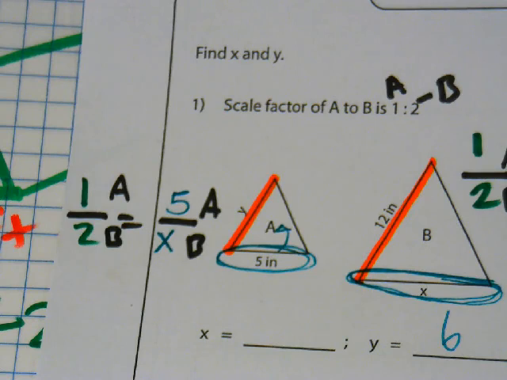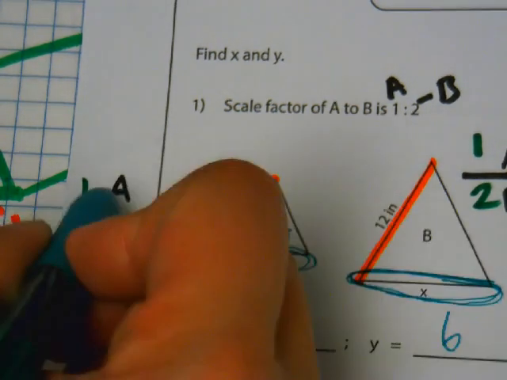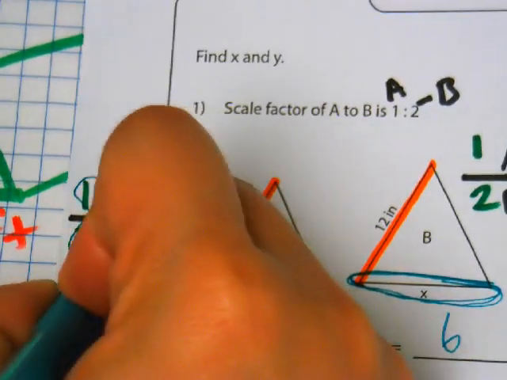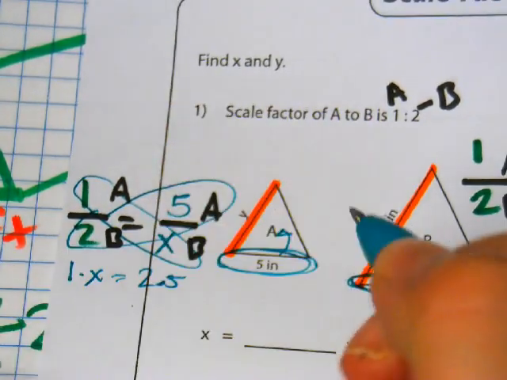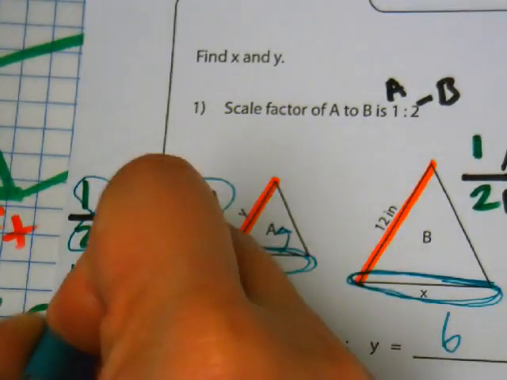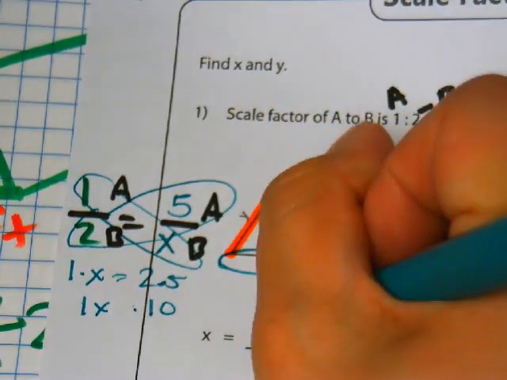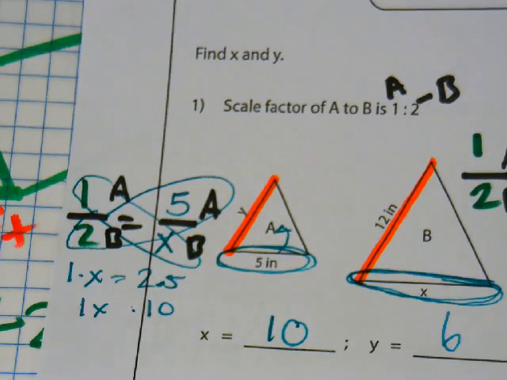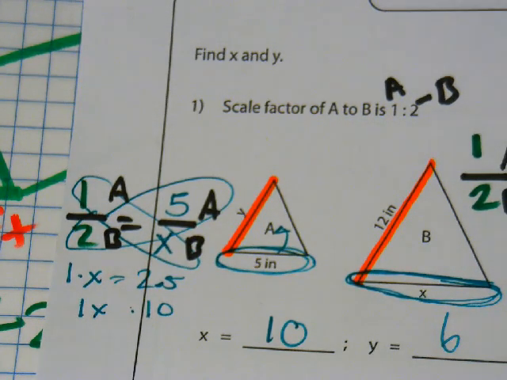Butterfly method to solve for x. Or you can see it, some of you can see it and know what it is. Sometimes doing the butterfly method just helps you see it, and then you're like, oh, the math is easy, I'm done. Okay, 2 times 5 is 10 times 1x, so x is 10. All right.